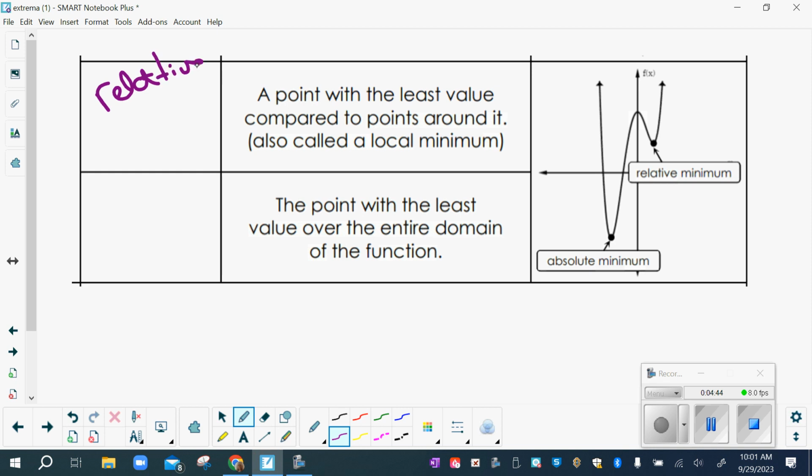Relative minimum, right? Like this guy, but the lowest point is the absolute. So, for example, Death Valley is one of the lowest places in the United States, but the lowest place on Earth is Mariana's Trench, right? That is the lowest place where you're not in lava, and that is the absolute minimum.